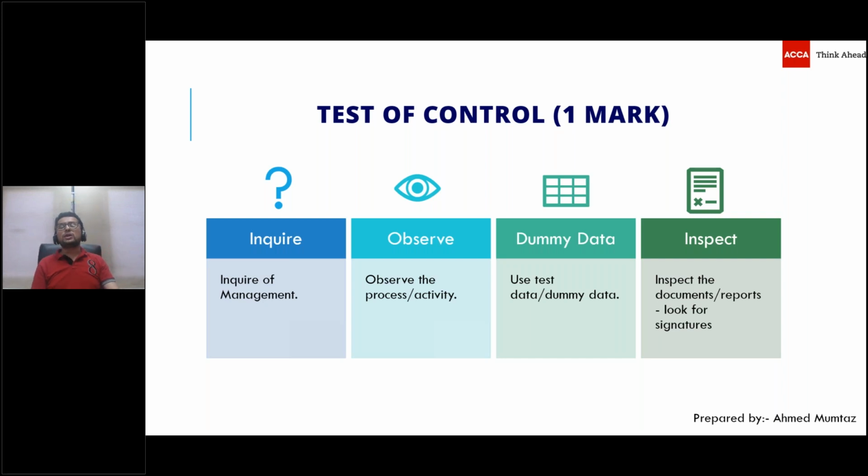Number 3, you could use dummy data. Dummy data means you are going to access the client system, enter certain data, and figure out whether the system is processing it correctly or not. This is what we call use of test data, also known as dummy data. 4th, the last one, you could inspect the documents and the reports and look for the sequential number. You could inspect the reports and look for the authorized signature, the stamp, the evidence. This is what we call test of control. Is this clear to everyone?